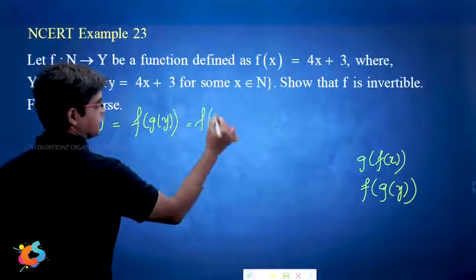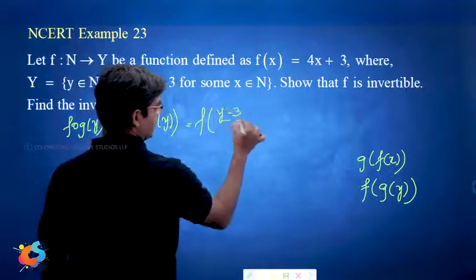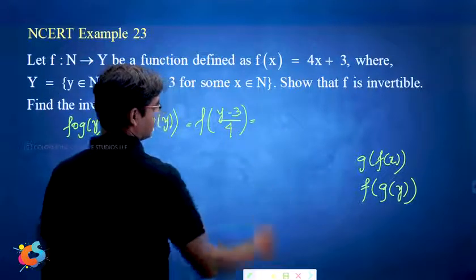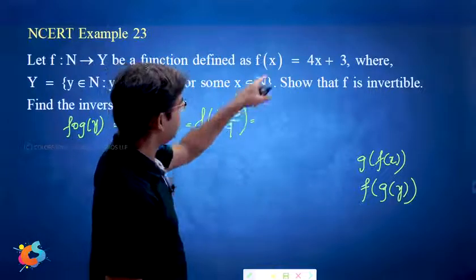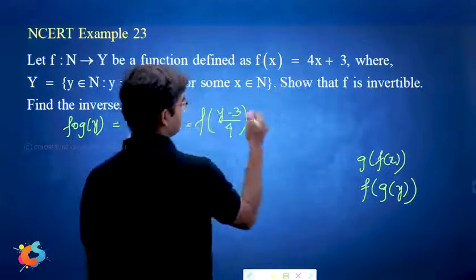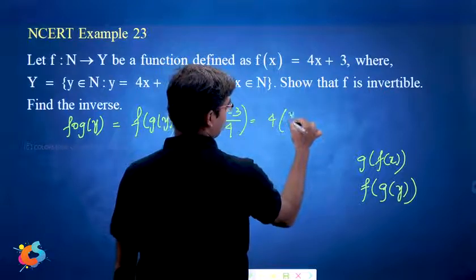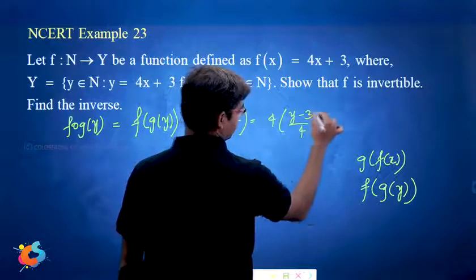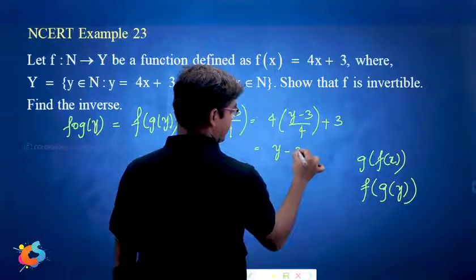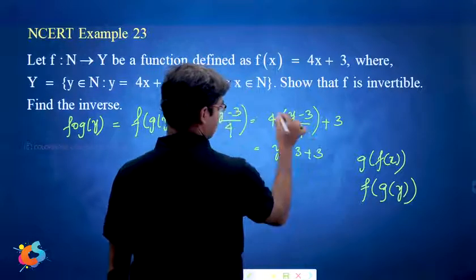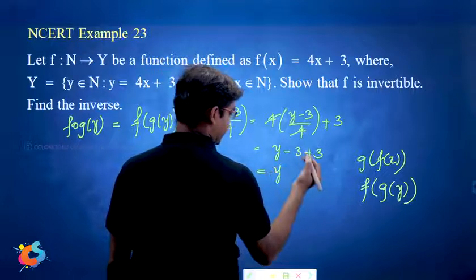Next, f of, what is g of y? We got (y minus 3) divided by 4. Okay. So f of x is 4x plus 3. F of this thing will be, just replace x with this whole thing. So 4 into (y minus 3) divided by 4, plus 3. So 4 is getting cancelled. So y minus 3 plus 3. So this is equal to y.